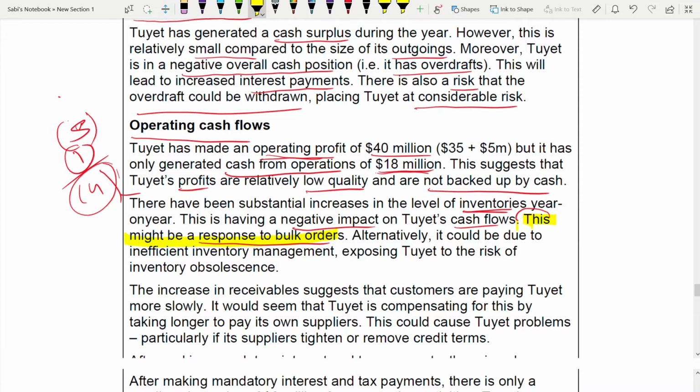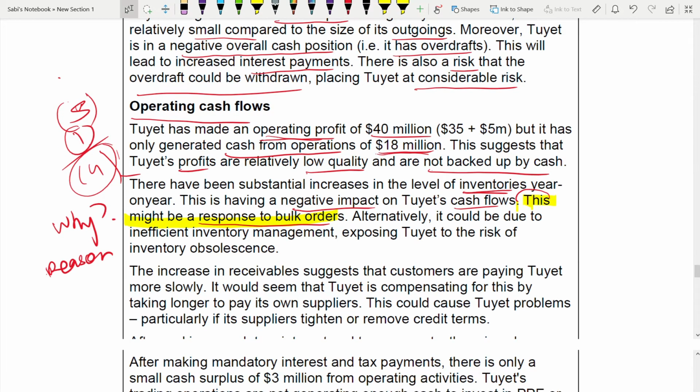Inventory increased, it will have a negative impact. But why? Because, see, the analyzation means why something happened. Why? The reason behind it. This is called analyzation skills. This is what you're supposed to do. Not just simply write increase, decrease, okay? For everything, anything. This is just from inventory I'm talking about. So this might be response to bulk order.